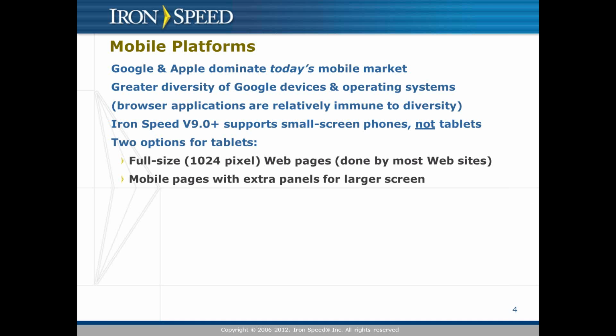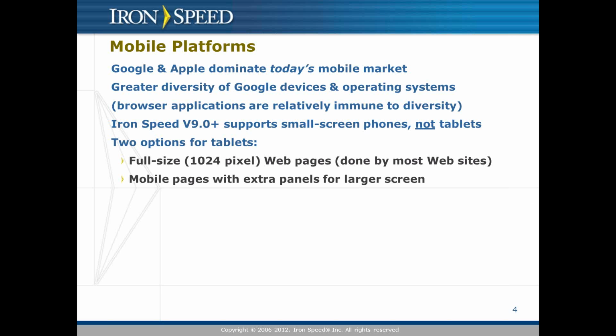In terms of the Google products, the hardware and the operating systems are more diverse. However, for browser applications, the diversity really isn't a big factor, since the web browser really kind of homogenizes everything. Now, Iron Speed Designer 9.0 and higher supports small screen smartphones. That's what we set out to achieve. It's really not designed for tablets, which have larger screens and tend to work fine with normal-sized web pages.